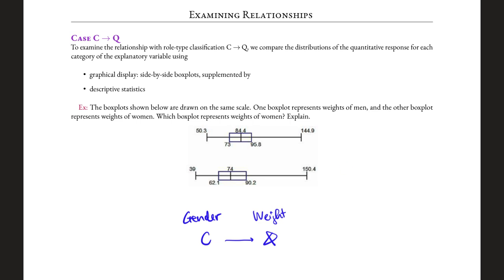We see that for the first box plot, the minimum weight is 50.3 pounds and the maximum is 144.9 pounds for this sample. For the second box plot, the minimum is 39 pounds and the maximum is 150.4 pounds. For the first box plot, the median is 84.4, and for the second box plot, the median is 74.